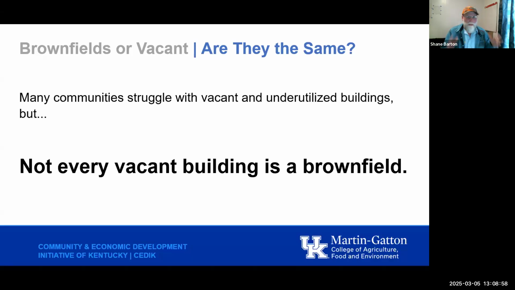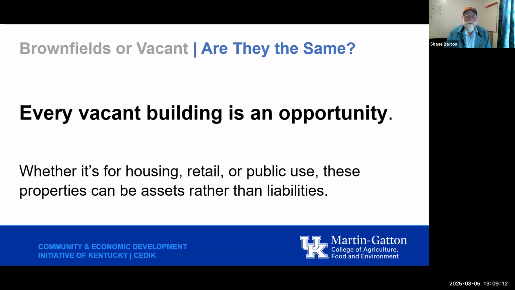Now, many communities, like I said, nearly every community that I've worked with in the Commonwealth has a vacant building or underutilized building. But again, let me make this point. Not every vacant building is a brownfield. And what I mean there, we'll touch on the definition, but I want to emphasize the fact here that every vacant building is an opportunity. Every vacant building provides an opportunity to redevelop that site or space for housing, for retail, for public use. These properties need to be considered as assets rather than liabilities because they each have an inherent opportunity in them.